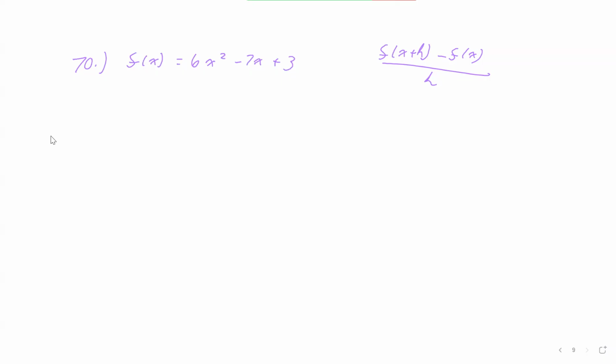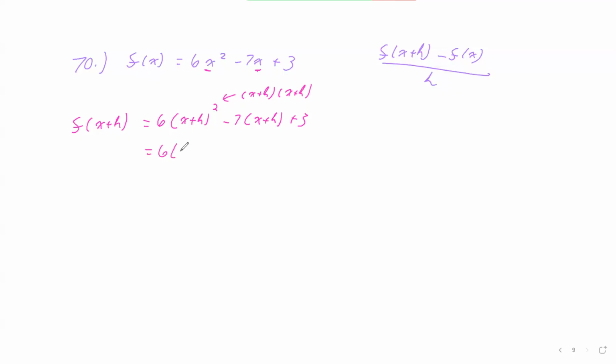So what you do first is determine what f of x plus h is. You already have f of x. It's what's given to you. You just need to determine f of x plus h. So I'm going to replace anywhere there's an x with x plus h. So that's 6 times (x plus h) squared minus 7 times (x plus h) plus 3. Remember, this is not distribute the square. This means x plus h times x plus h. So you do need to follow that out.